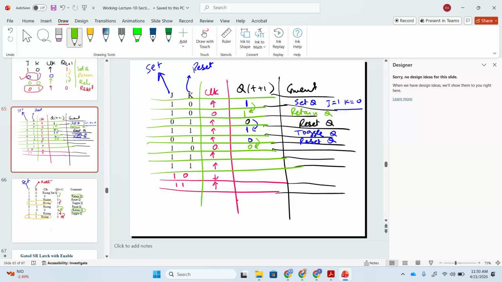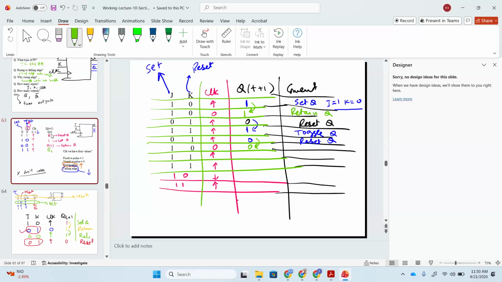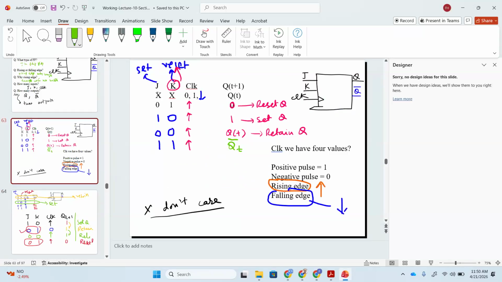It's confusing. Why is it confusing? Because you forgot about this table. Can you see, if you look here, when the clock is 0, or the clock is 1, or there is a falling edge of the clock, whatever the value of J and K, they are ignored and it will retain its previous value. You got this point or not? Any question?